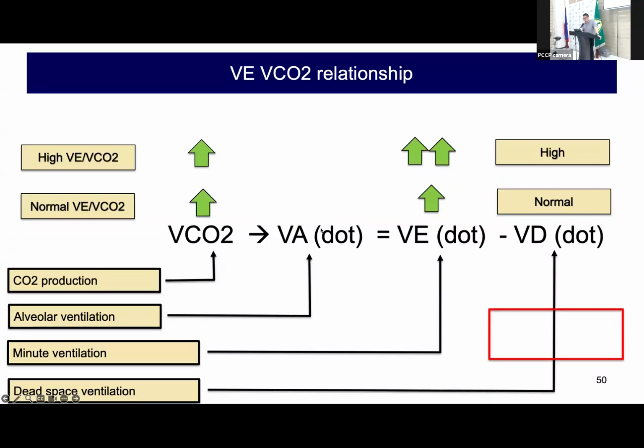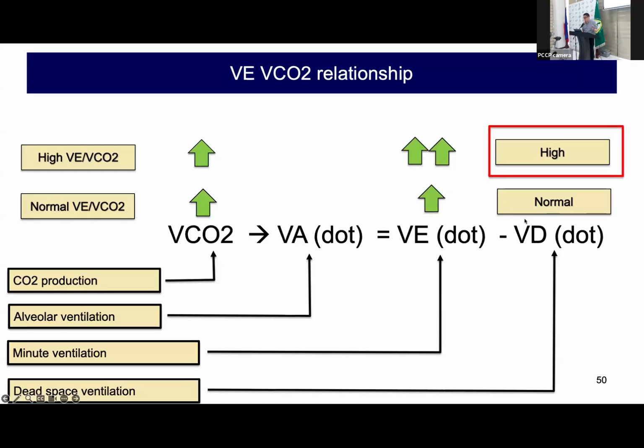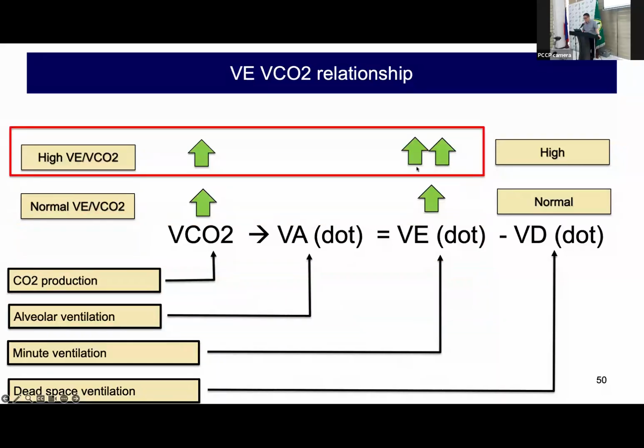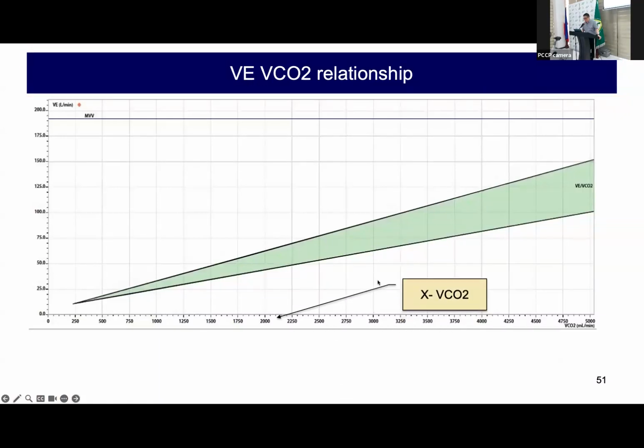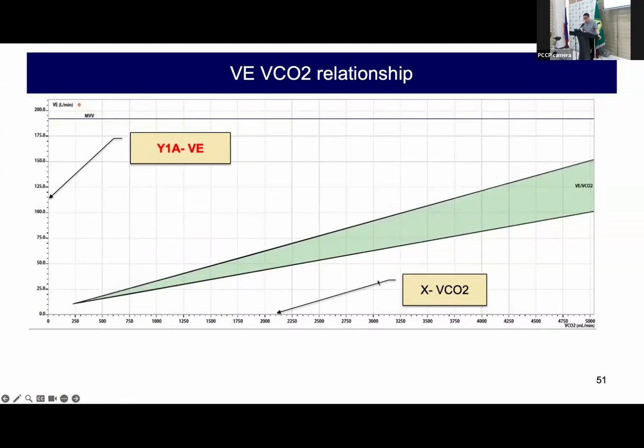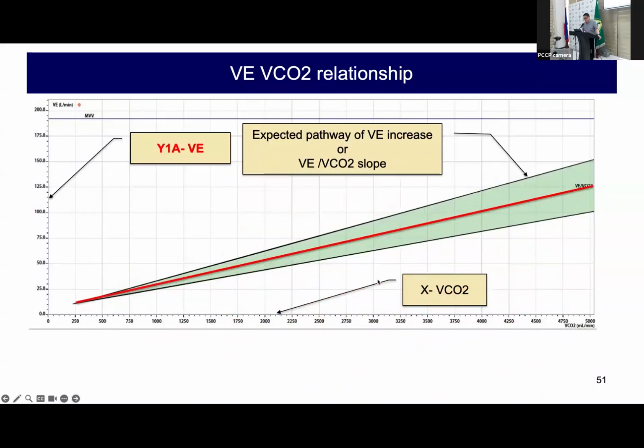Okay? But if there is increased physiologic dead space ventilation, where does this happen? VQ mismatching, COPD, asthma. Okay? It's going to increase our dead space ventilation. Okay? The minute ventilation needs to compensate more to eliminate the carbon dioxide. And therefore, we're going to have a high respiratory equivalent for carbon dioxide. Okay, so this is how it's plotted in the software. X is carbon dioxide, Y is minute ventilation. That's the expected pathway for the minute ventilation.